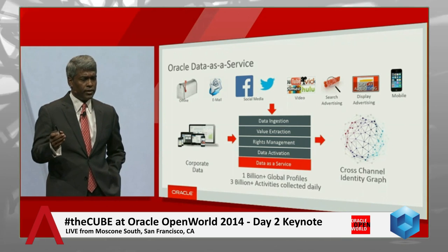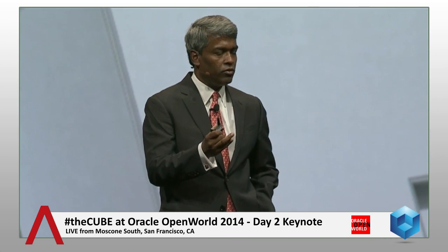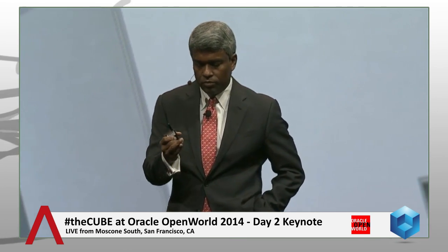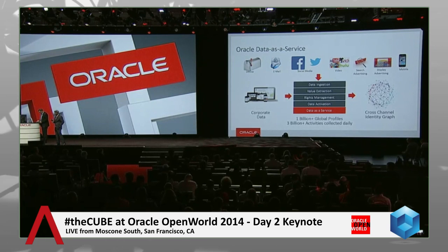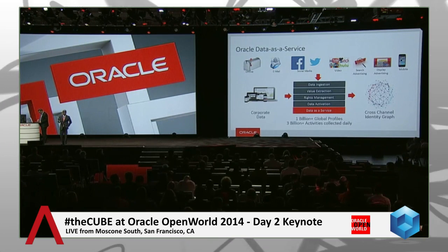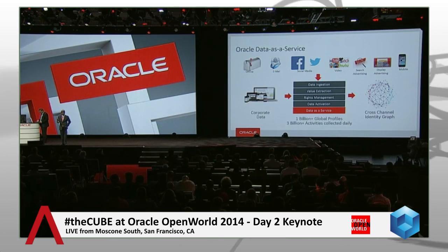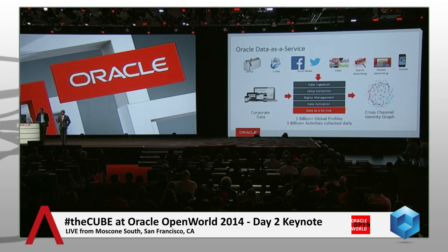So let's take a practical example. You market to people. You send them catalogs in their mail. You reach them on email. You push information to them on social media. You push YouTube videos and Hulu videos to them. They go and search for things on Google. They look at display ads, and they look at information on the phone.